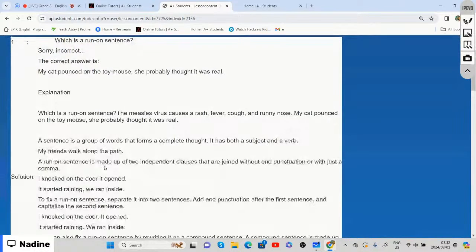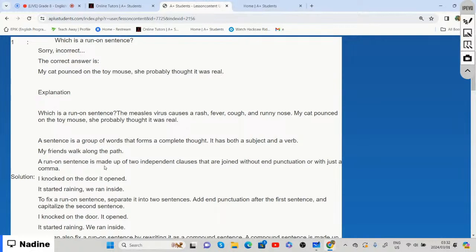And remember, we said a sentence expresses a complete thought and it has both a verb as well as a subject. And then a run-on sentence, right? It is made up of two independent clauses that are joined without punctuation or with just a comma. And there are many ways in which we can fix a run-on sentence.